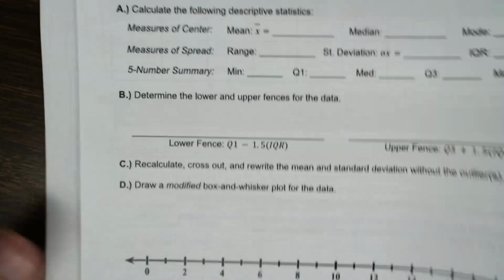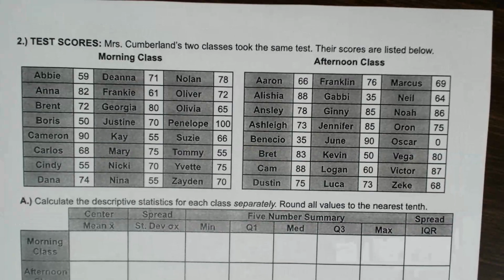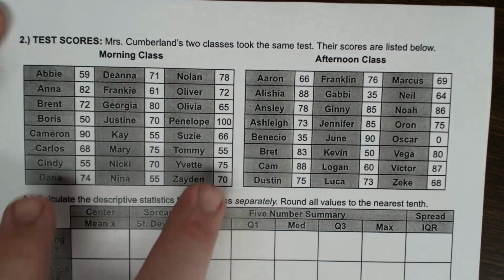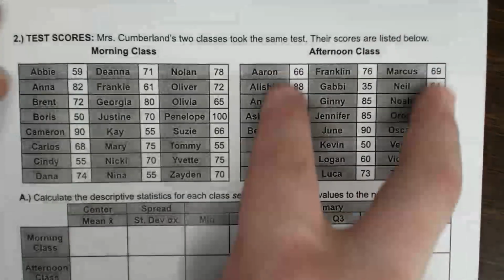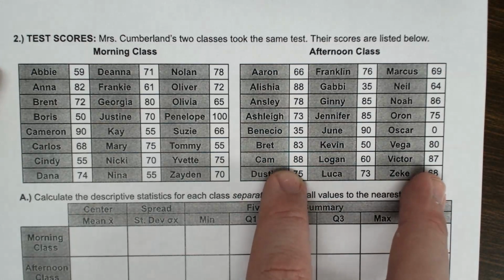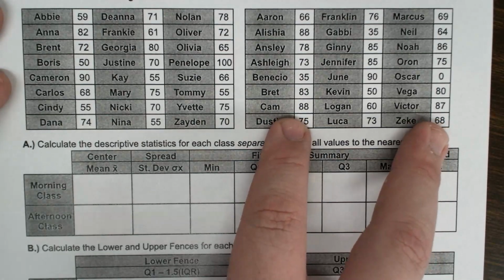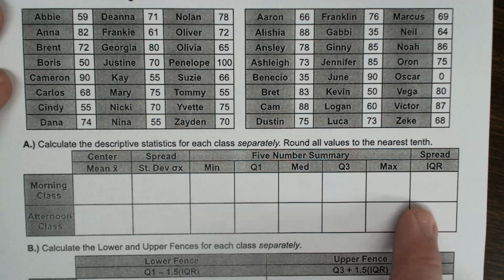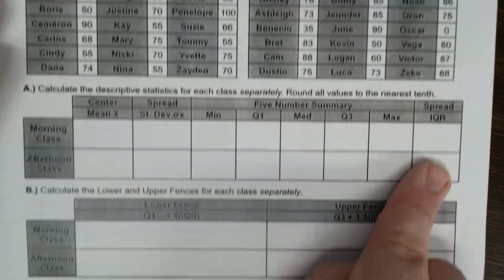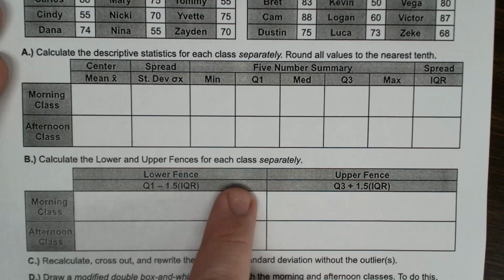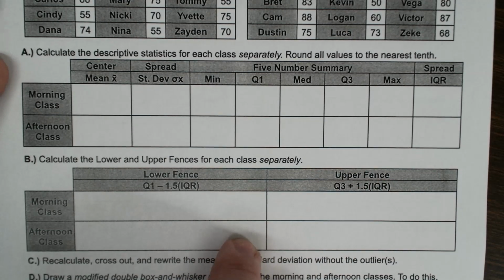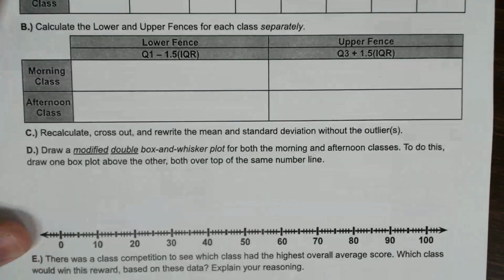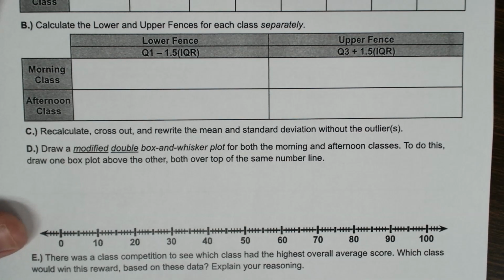Then on the back, you're going to be comparing two sets of data. I would highly recommend you work with a partner. One of you do the morning classes numbers, and one of you do the afternoon classes numbers. I don't have all of the descriptive statistics here. I've just got the mean, standard deviation, the 5-number summary, and the IQR. I want you to compare those for the two classes. Also find the lower and upper fences for the two classes. Toss out any outliers, recalculate the mean and the standard deviation. And then you're going to be plotting a double box and whisker plot.